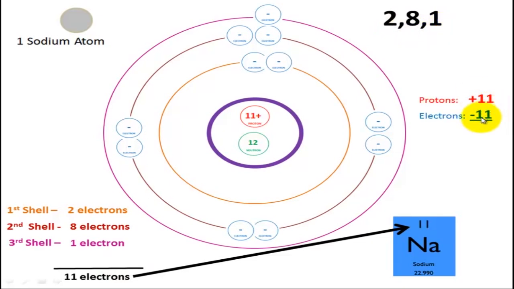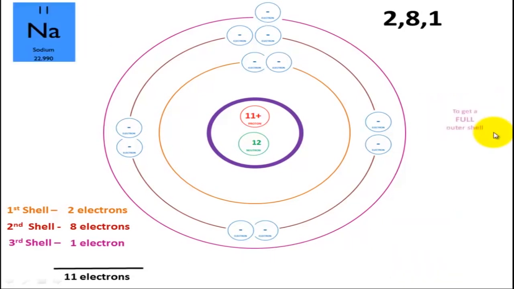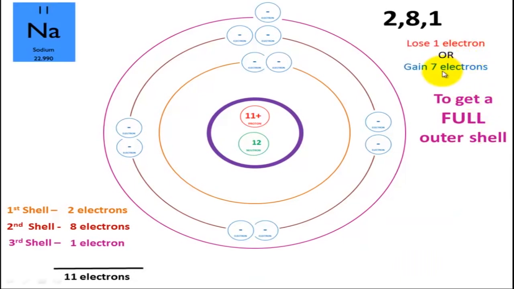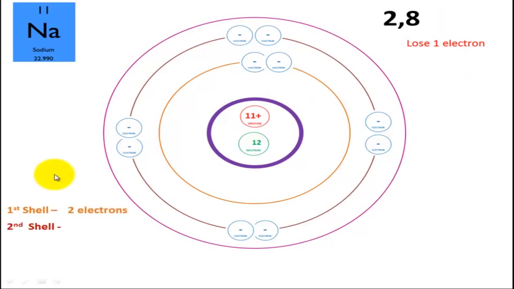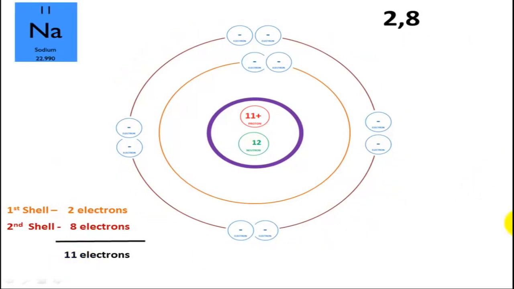To get a full outer shell, you have to lose 1 electron or gain 7 electrons. What do you think? If you lose 1 electron, less energy is required. So that 1 electron has been lost. So you have 2:8, first energy level 2, second energy level 8, we have 10 electrons. Therefore, the new charge is going to be plus 11 minus 10. You will get a positive 1. That's the net charge on the sodium particle formed.